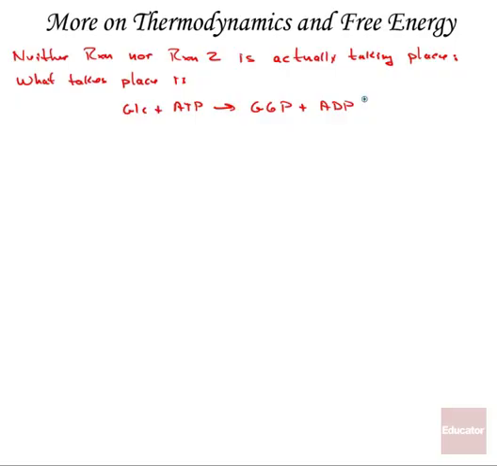Let me go ahead and draw out what's actually happening here. Let me draw out my glucose here. Let's go ahead and make this the beta form. This is O, this is down, this is up, and this is down.